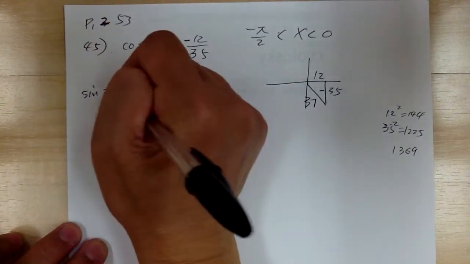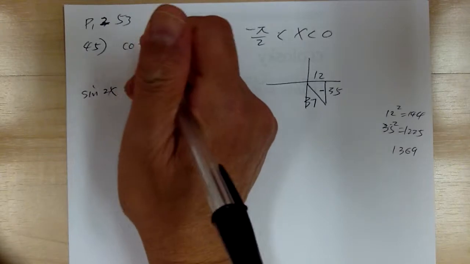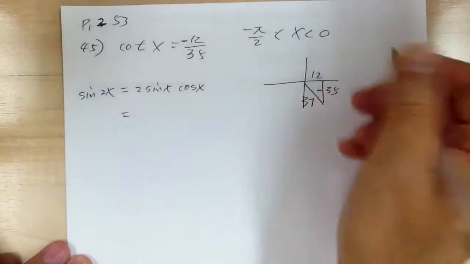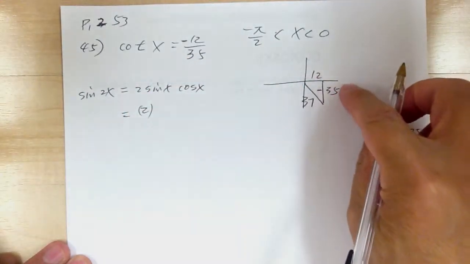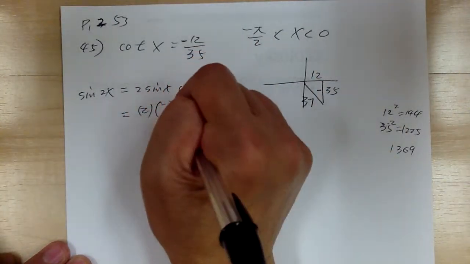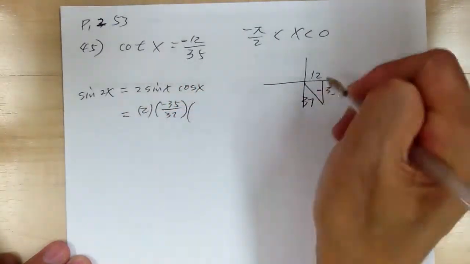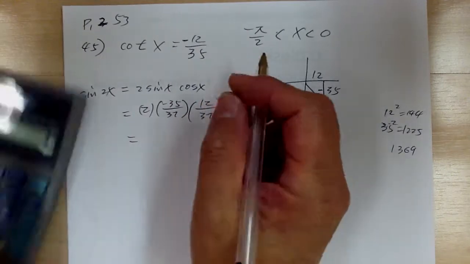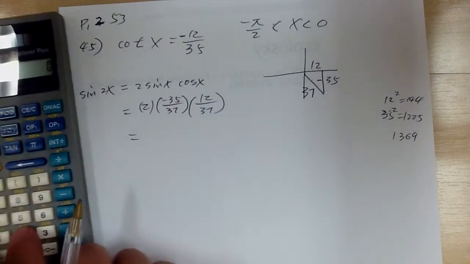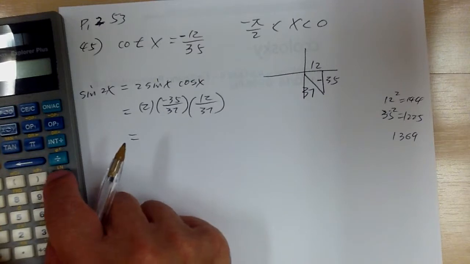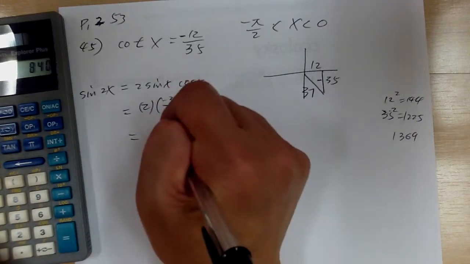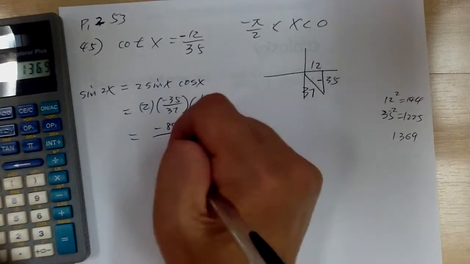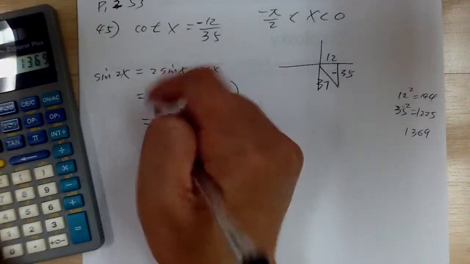So sine 2x is equal to 2 sine x cosine x. So it'd be 2 times sine, which would be negative 35 over 37, and cosine is 12 over 37. So this will equal, get your calculator and work it out, 2 times 35 times 12, so negative 840 over 1369.